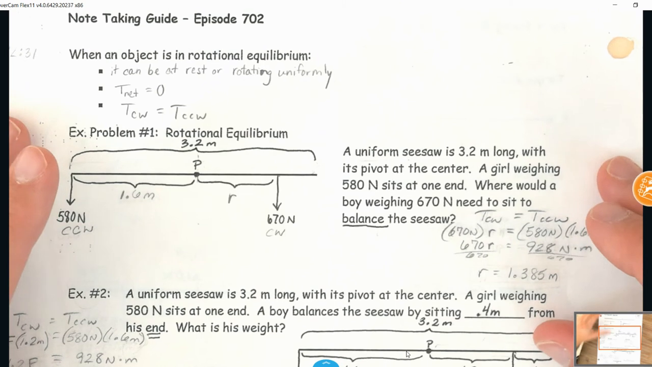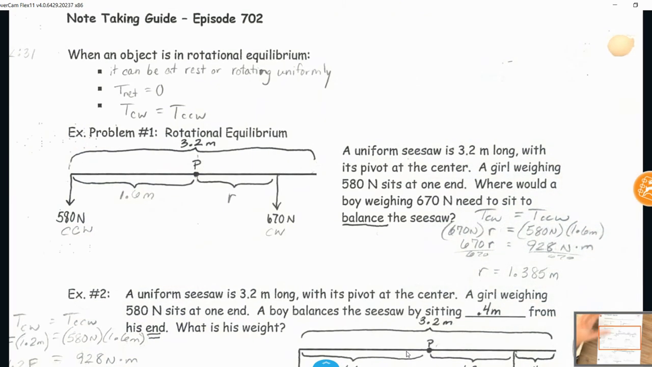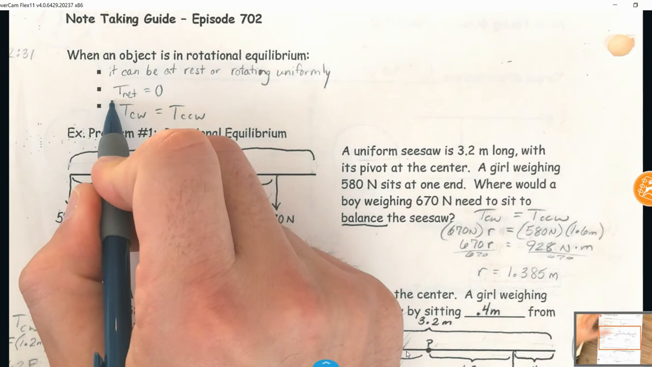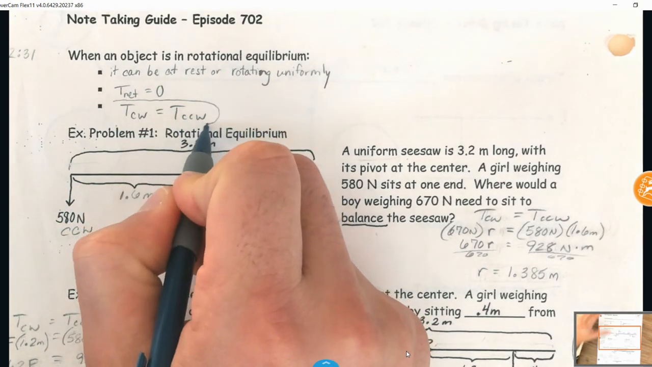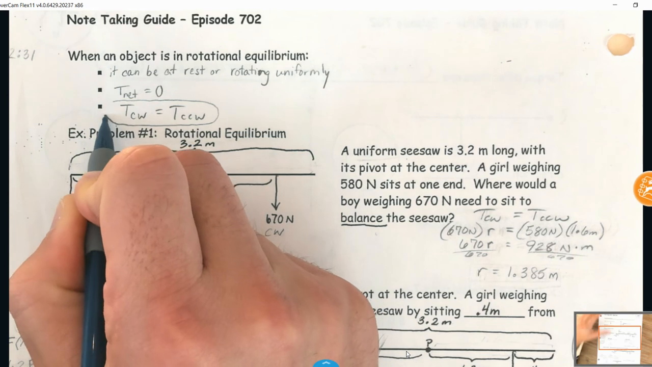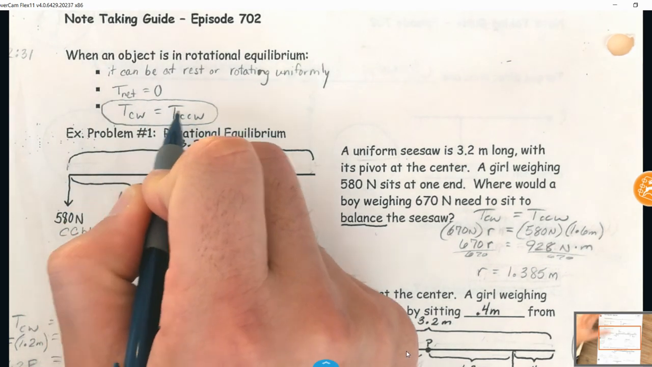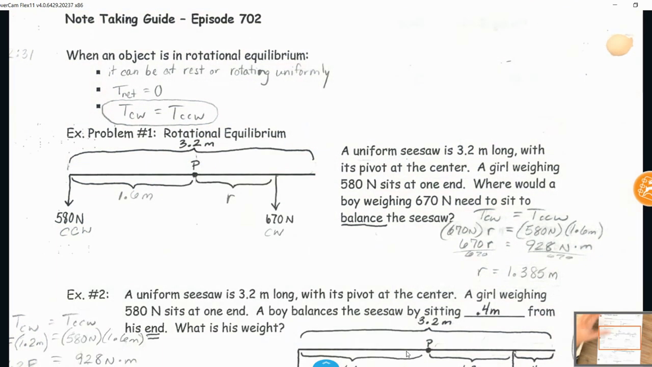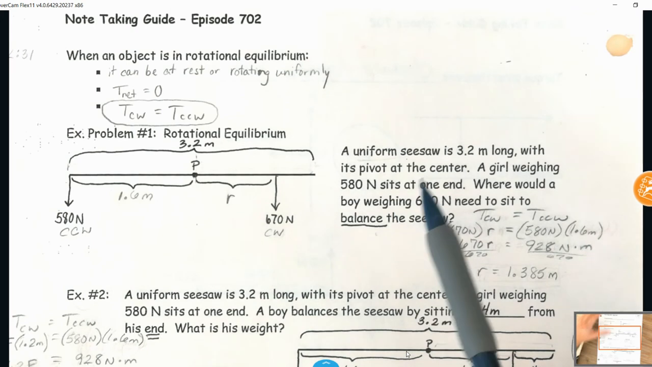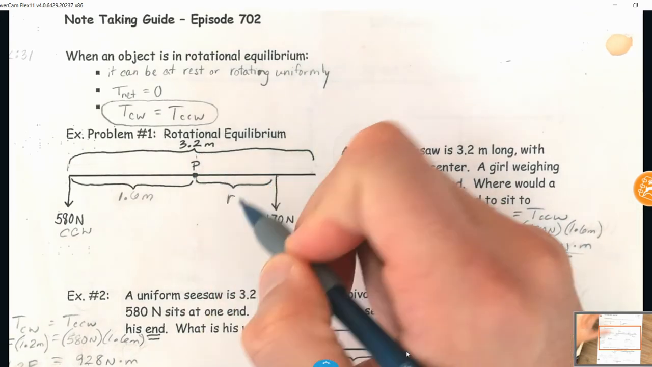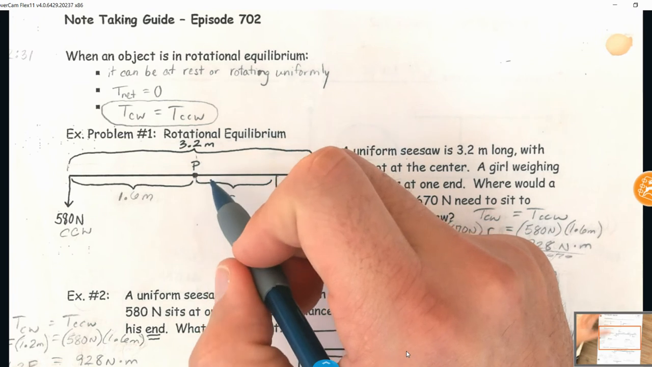All right, so for rotational equilibrium, the net torque is going to equal 0. So what that means is this is the equation that you're going to be looking to use a lot. The clockwise torque has to equal your counterclockwise torque. So in this example problem, the pivot point's in the center. So we drop this piece in the center. We call it our pivot point.